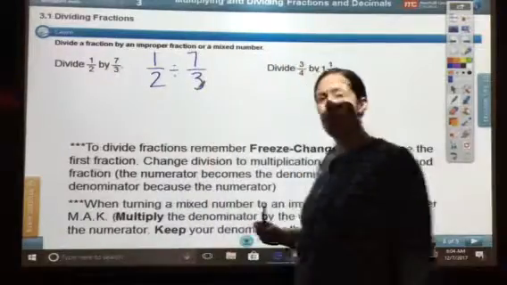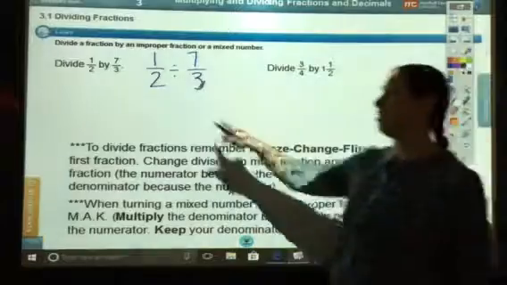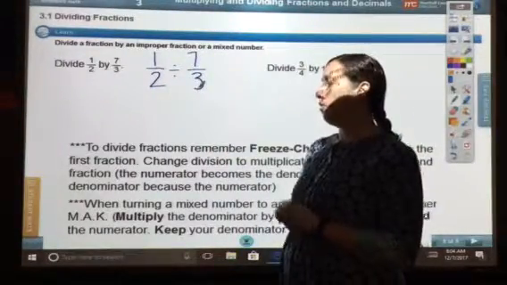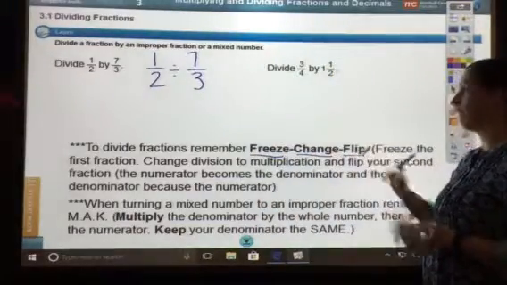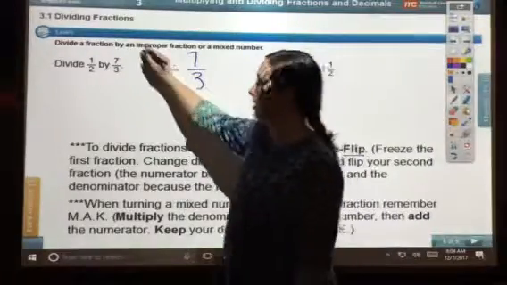7/3, I would need to multiply by the reciprocal. And what that means is I need to change this to multiplication and I need to flip the second fraction. What we talk about with our students is that we need to freeze, change, flip. And that's just a quick and easy way to remember how to divide fractions.